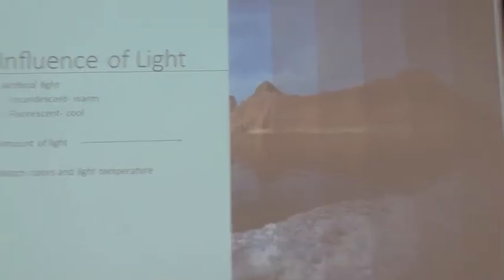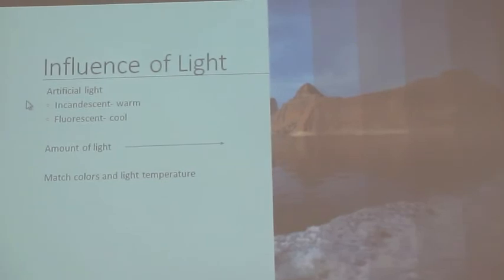Influence of light. When you're going to show your art in a gallery or show your art anywhere for that matter, you have to think about how much light you're gonna have, what kind of light, the bias, the undertone, I guess, of the light. For example, incandescent, the ones we usually have at home are warmer colors.